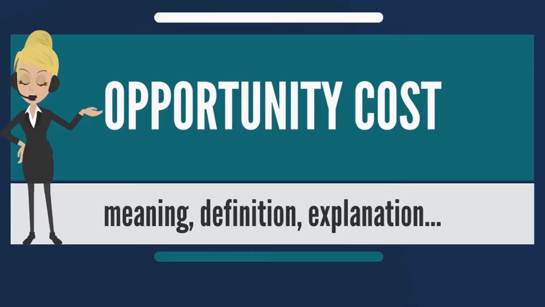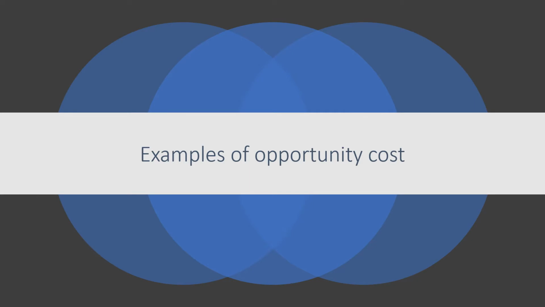So what is opportunity cost? Opportunity cost is the cost of making a decision, measured in terms of what had to be given up in order to make that decision. More precisely, opportunity cost is the highest valued of the alternatives that were forgone when a decision was made. In essence, opportunity cost is the most valuable thing that had to be given up in order to do something else. So let's look at some examples of opportunity cost.